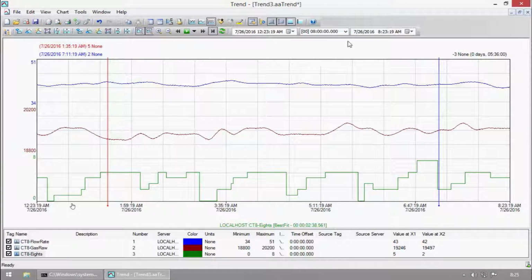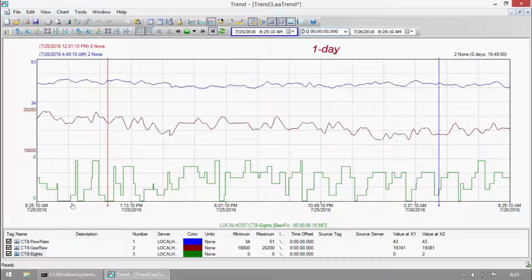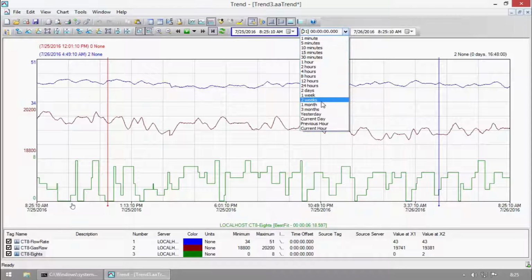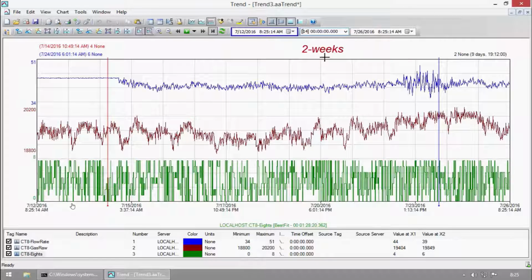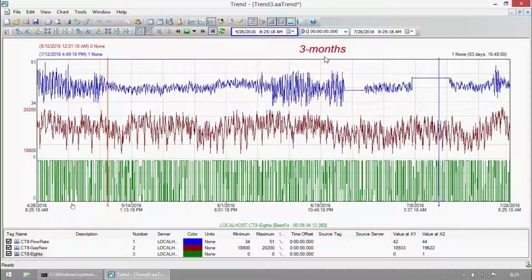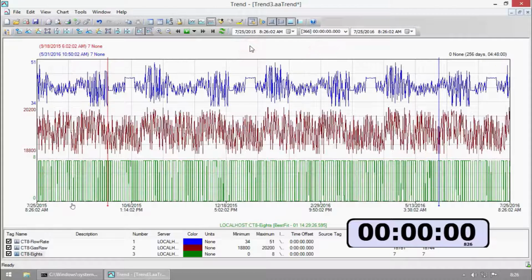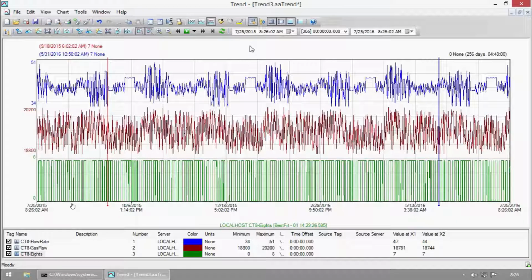So let's take a look at those three same data points. 1 day retrieval. 2 weeks, extremely fast. 3 months. So, really noticeable improvement, and here they're going to even look back at a full year's worth of data, and not even a single second to retrieve all of that data.